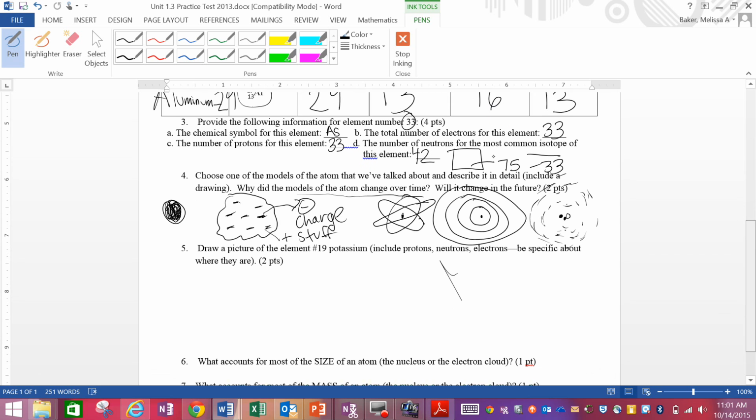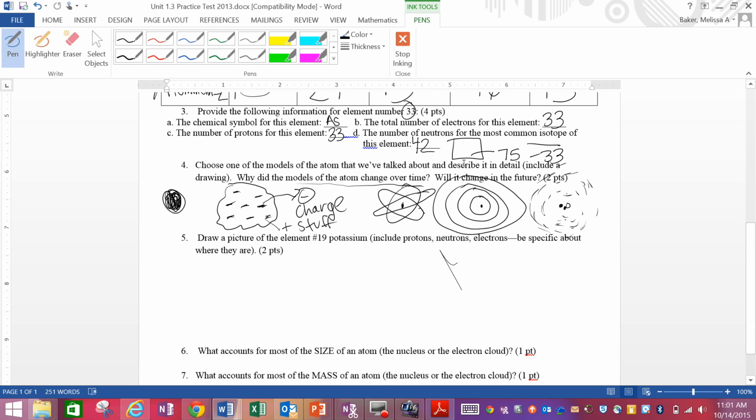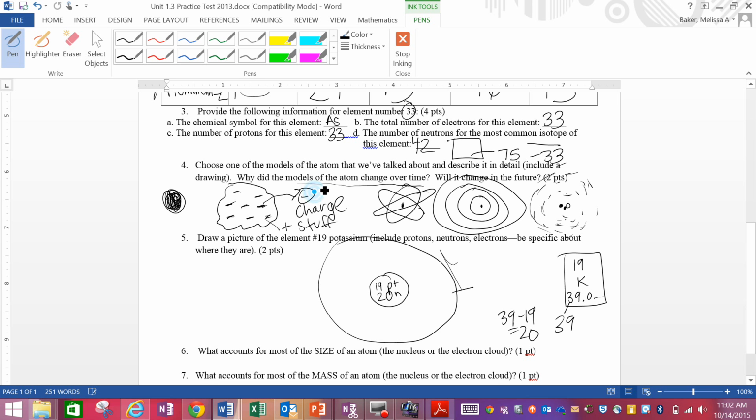Number 5 says, draw a picture of element number 19, include protons, neutrons, electrons, be specific about where they are. So protons and neutrons are in the nucleus. Potassium is number 19, so 19 protons. And if I look at its square, it says the average atomic mass is 39.0 something. That rounds to 39. 39 minus 19 is 20 neutrons in the nucleus. Now the electrons are all around. There are 19 electrons in the cloud.